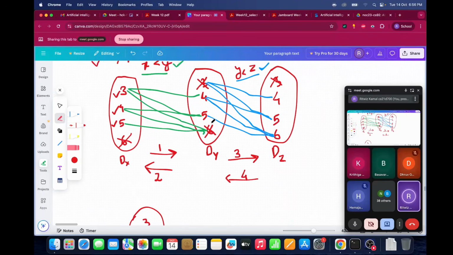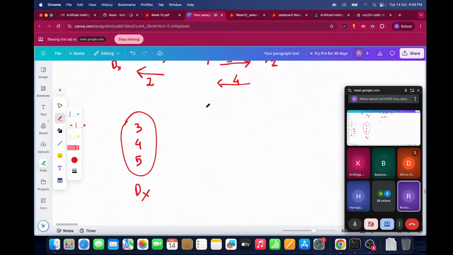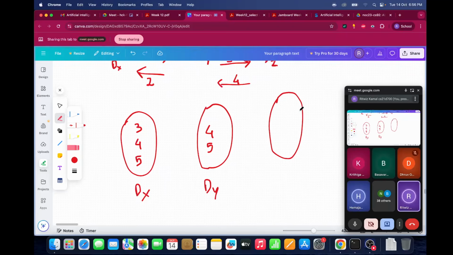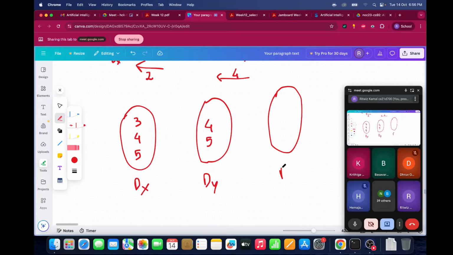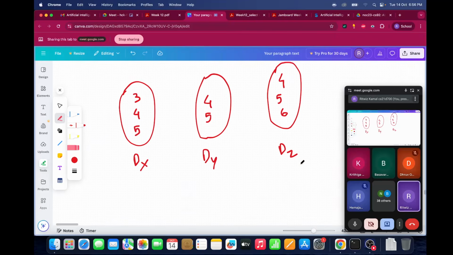And in dy, what are we left with? 4 and 5 only, right? And then what are we left with in dz? 4, 5, 6 again. Okay, now I want you to apply the whole pipeline that we just discussed to this domain set again and tell me what are the updates that we are going to make.